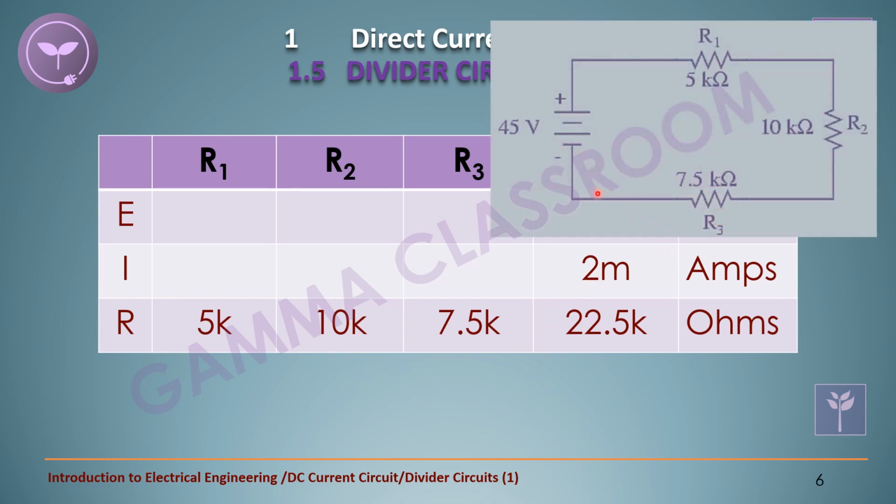Since in a series circuit, we already learned that at any point the current is the same, the total current is 2 milliamp. That means the current passing through R1, the 5 kilo ohm, is the same, 2 milliamp. The same for the current through R2, 10 kilo ohm, it is 2 milliamp. And the current through R3 is also 2 milliamp.